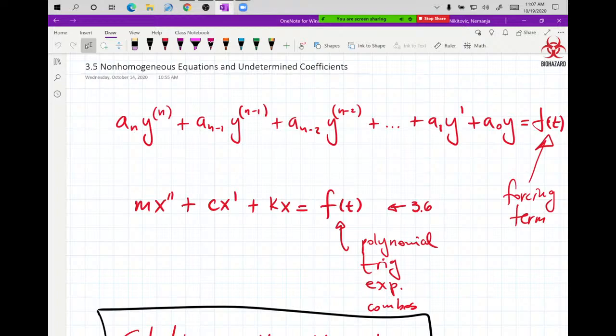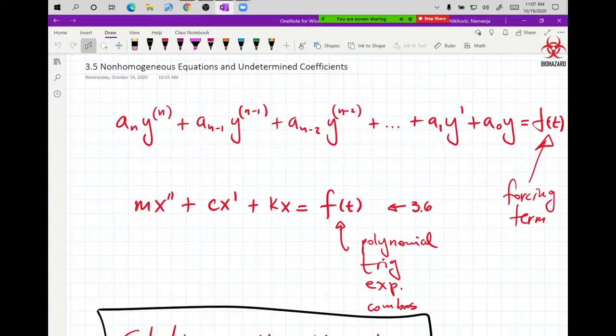Hello and welcome back to Differential Equations section 3.5 on non-homogeneous equations and undetermined coefficients, and today variation of parameters, which is also in the same 3.5 lecture. Now this is part 2 of undetermined coefficients, and we're just going to add variation of parameters later on to the lecture.